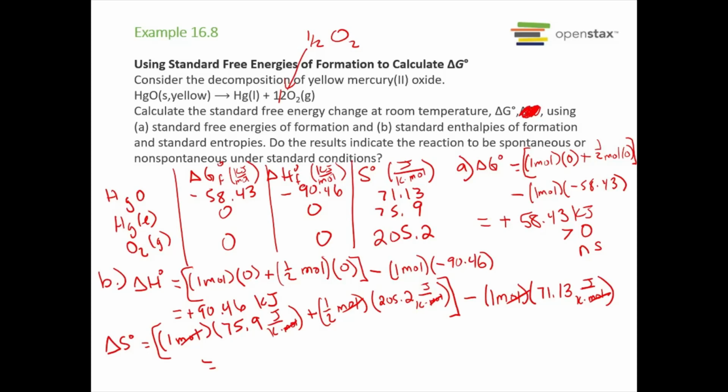All right. And so then this calculates out to be 107.4 joules per Kelvin. And now we're going to go ahead and multiply this times our temperature. Since this is standard temperature, room temperature, which is 298.15 Kelvin.